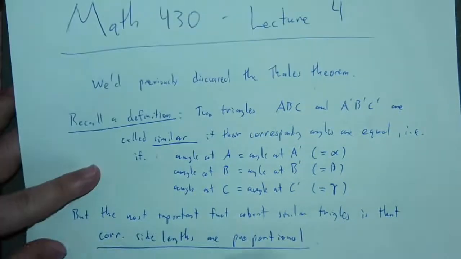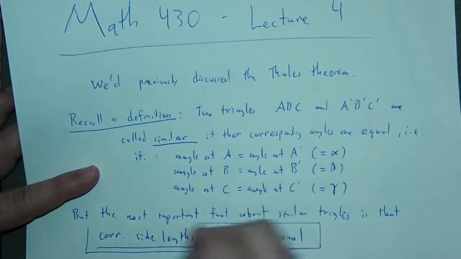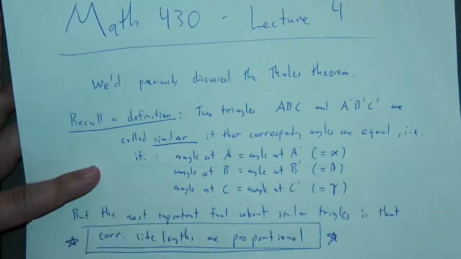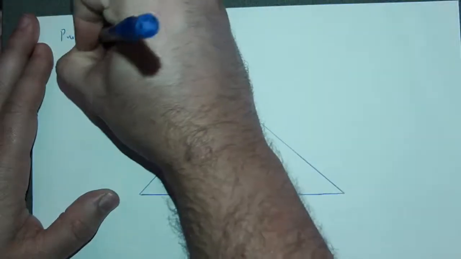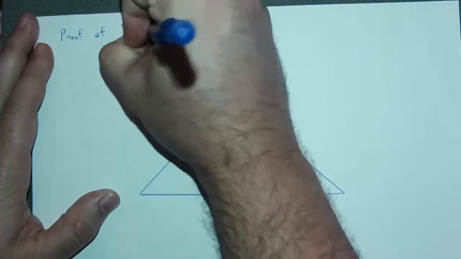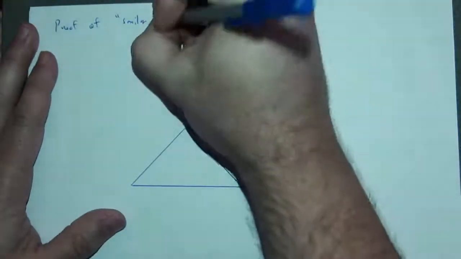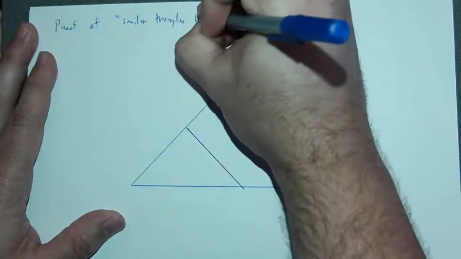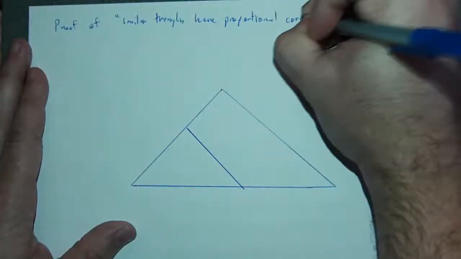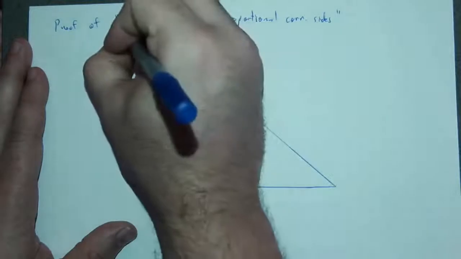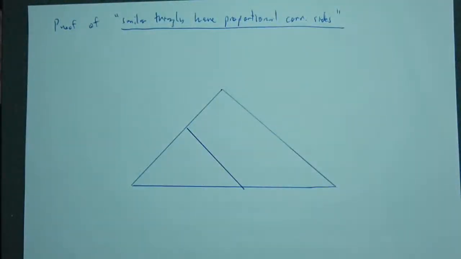So I want to prove this fact: corresponding side lengths are proportional. So let's prove this fact. Proof: similar triangles have proportional corresponding sides.